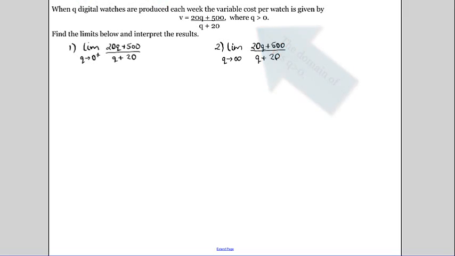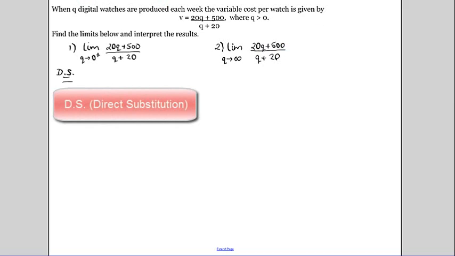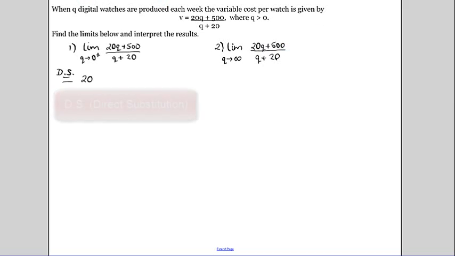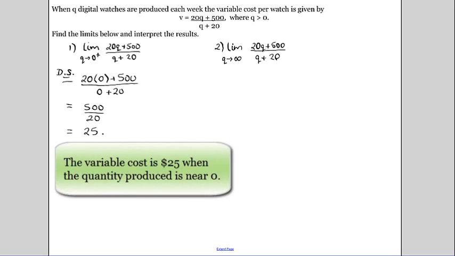This limit is actually easy to solve. We can do a direct substitution since the denominator does not equal 0 when Q equals 0. So we have (20 times 0 plus 500) divided by (0 plus 20). So let's simplify this. Let's interpret our answer. The variable cost is $25 when the quantity produced is near 0.